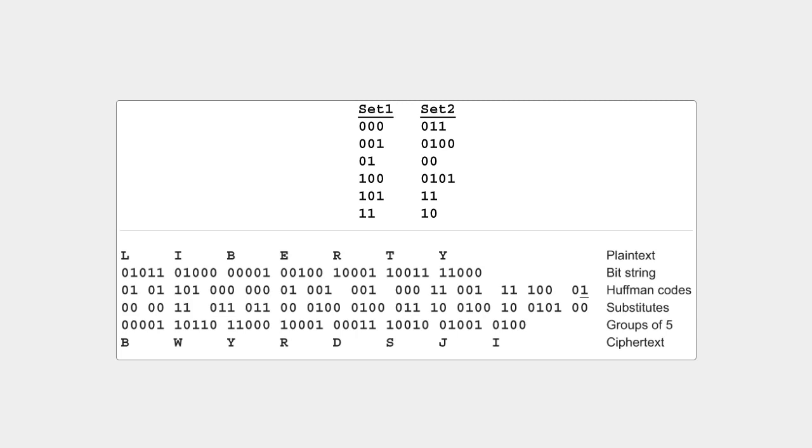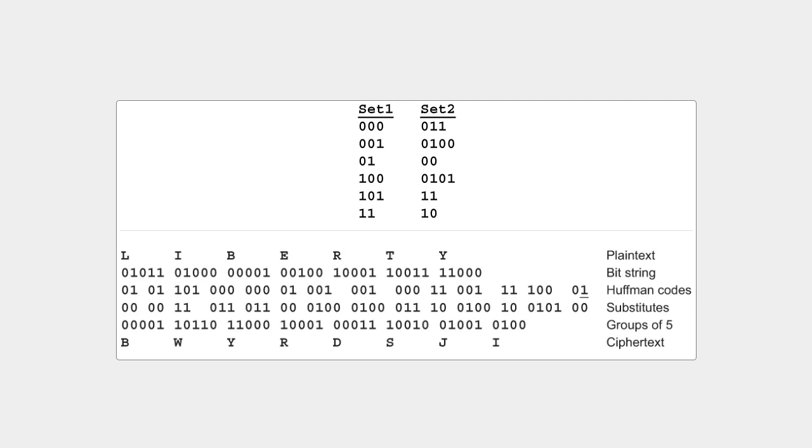Here is an example of Huffman substitution. There are 2 sets of Huffman codes. The codes in the left column are replaced by the codes in the right column. Both sets of codes have the prefix property. The plain text is Liberty, encoded with the standard 5-bit representation.